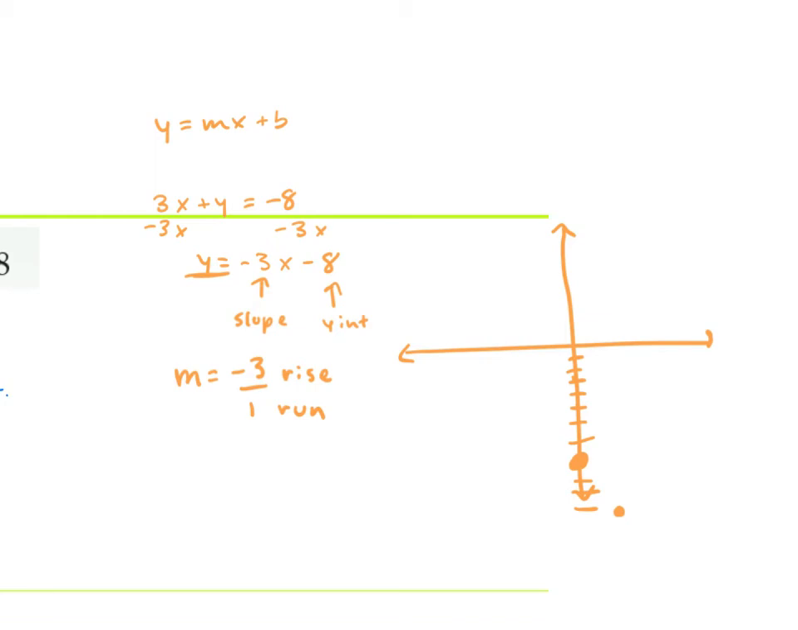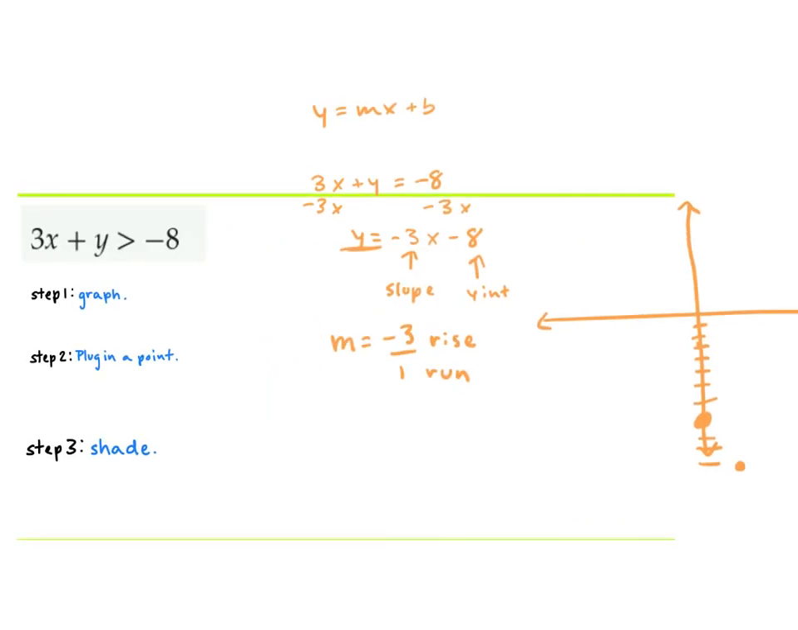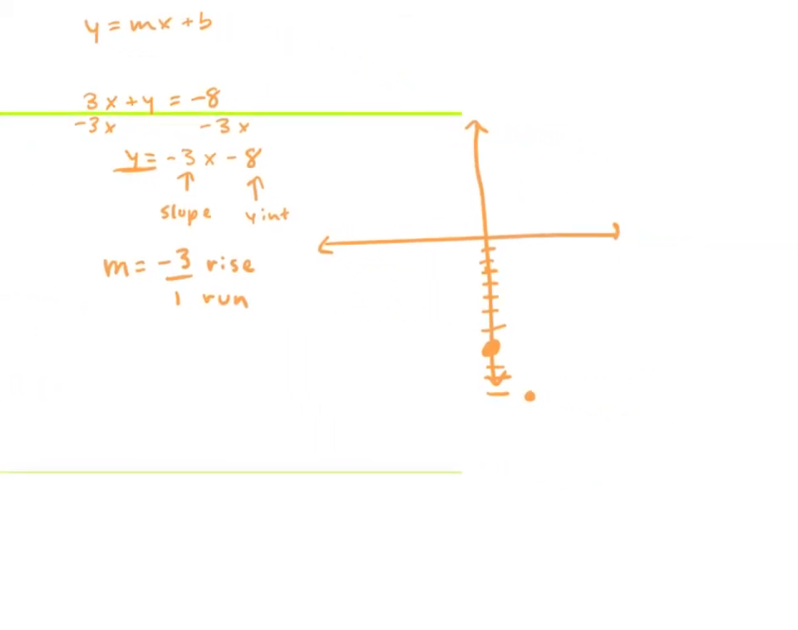Are we going to have a solid line or a dashed line here? A dashed line. Since it doesn't have that equal to part, we have a dashed line. So we're going to connect our 2 points here with a dashed line.